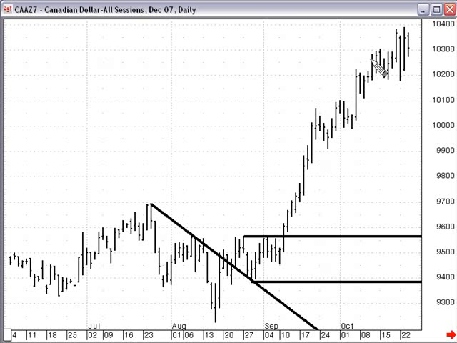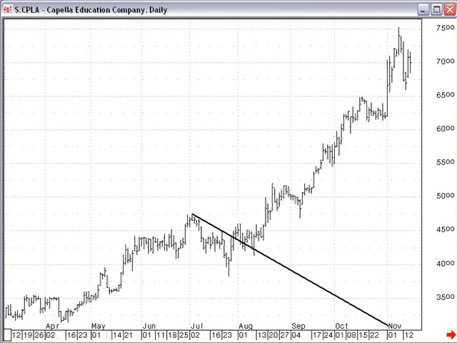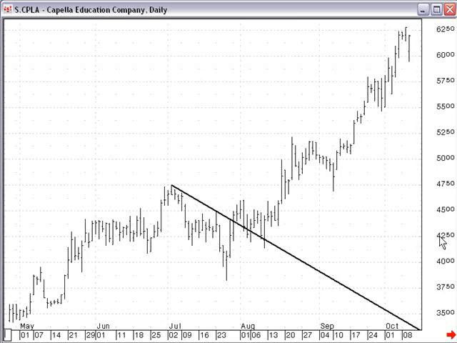Now let me show you what I consider a dual test. Okay, here we have another stock, and let me expand the chart a bit.